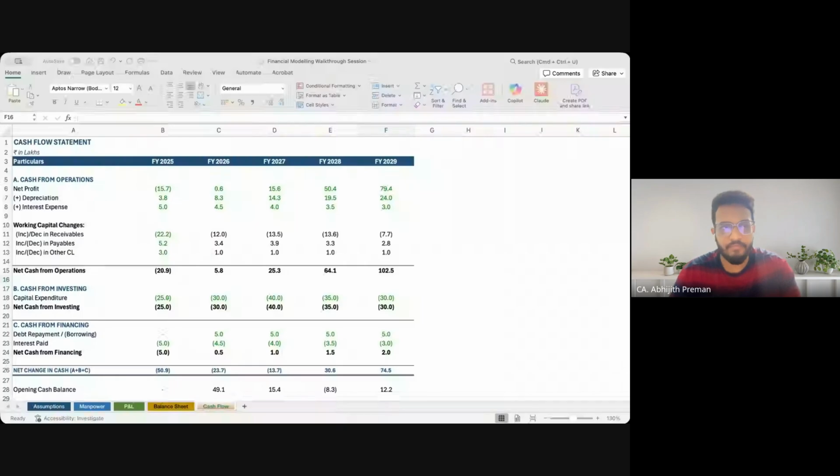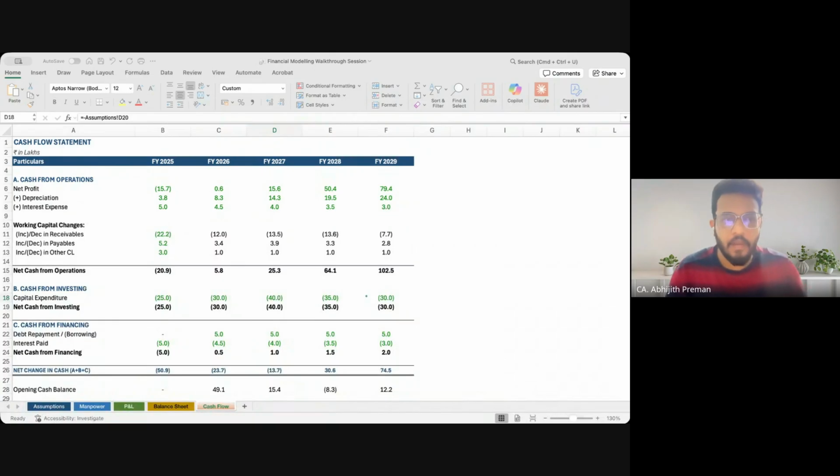Okay. Then we have cash from investing. When I say investing, it means anything related to asset. So if you remember in the assumption sheet and in the balance sheet, we have shown the capex addition. In first year, we are investing 25 lakh, second year 30 lakhs, 40 lakhs, 35 lakh, 30 lakh, like that. So that is also shown as negative because we are paying this cash to someone. So this is cash going out of the business. Whatever negative you see in this sheet is cash going out of the business. Whatever positive you are seeing in the sheet is cash coming into the business.